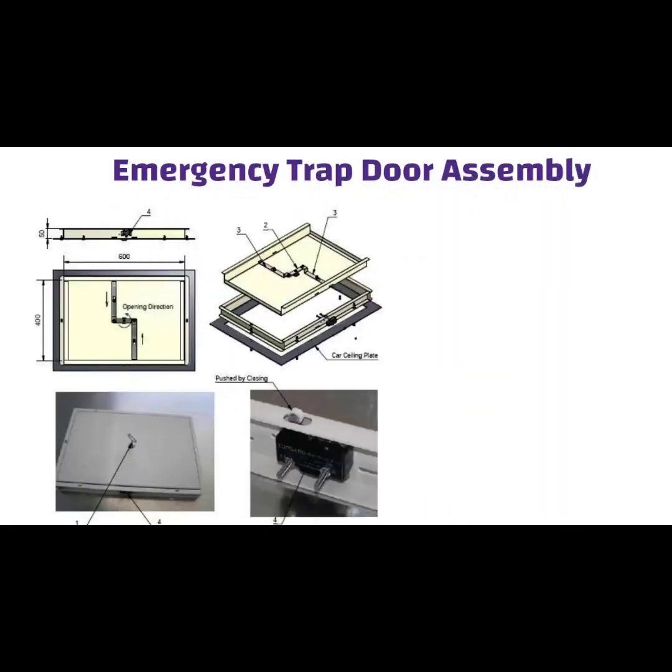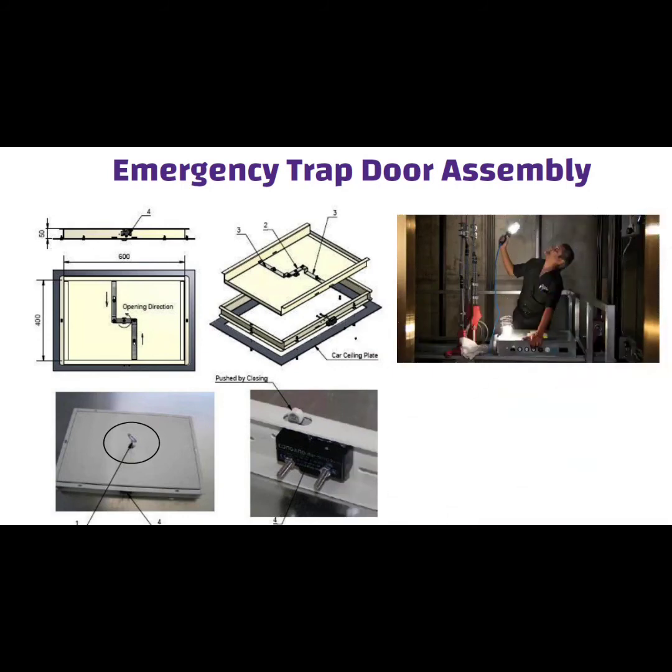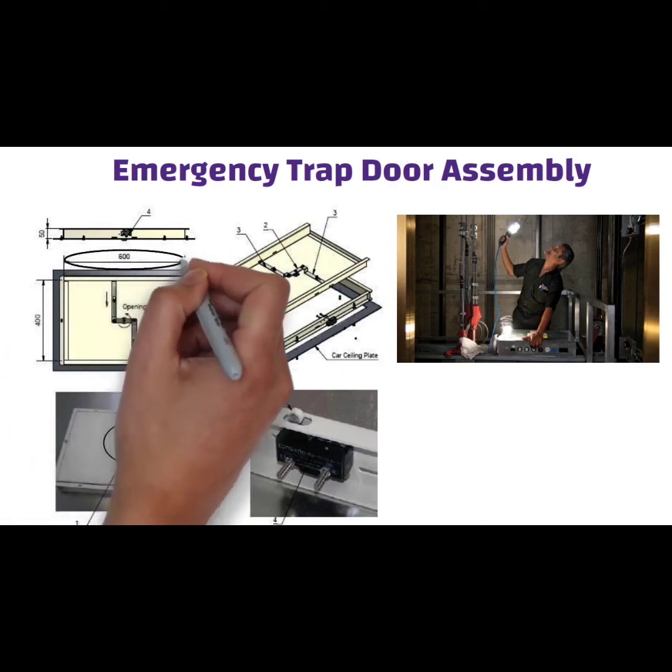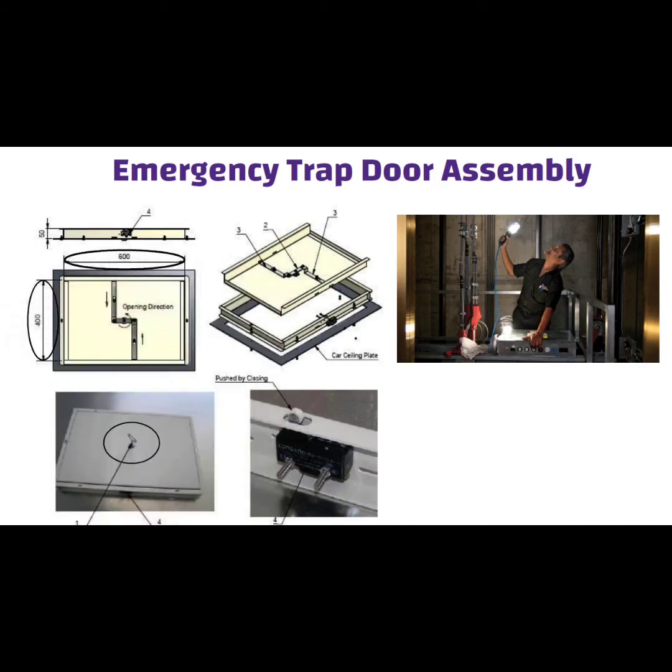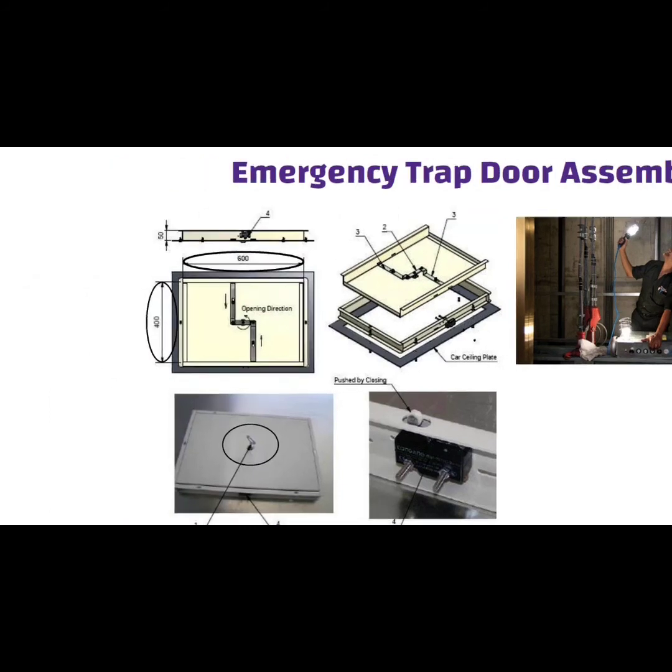Emergency trapdoor assembly. Emergency trapdoor can be easily opened from inside the car by using a triangular key and from outside the car without a key by turning the link to pull locking arms. Normally, emergency trapdoor size is 600 by 400 mm to permit the rescue and evacuation of passengers.